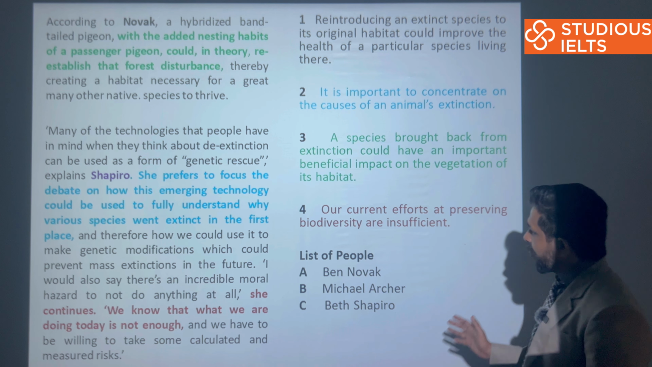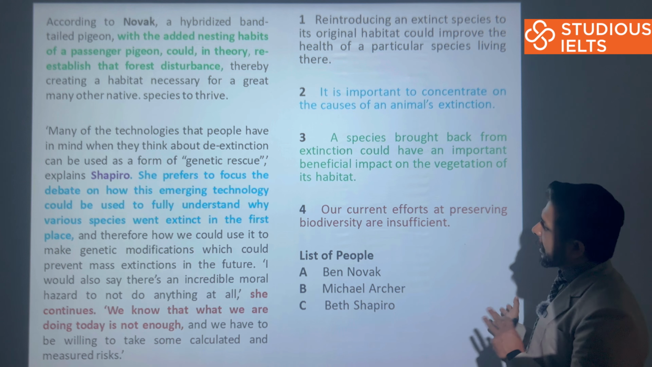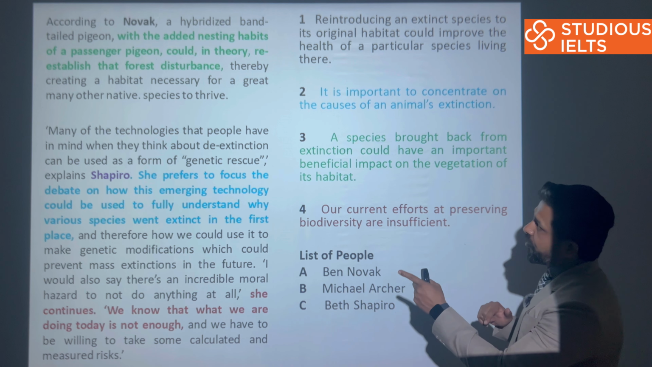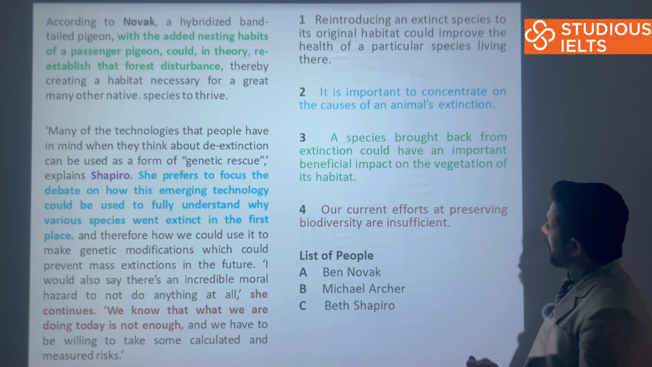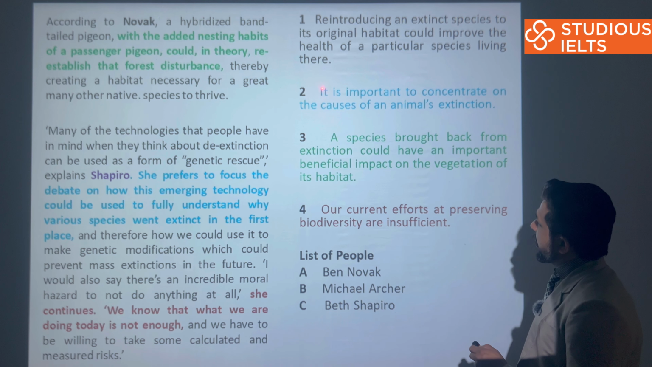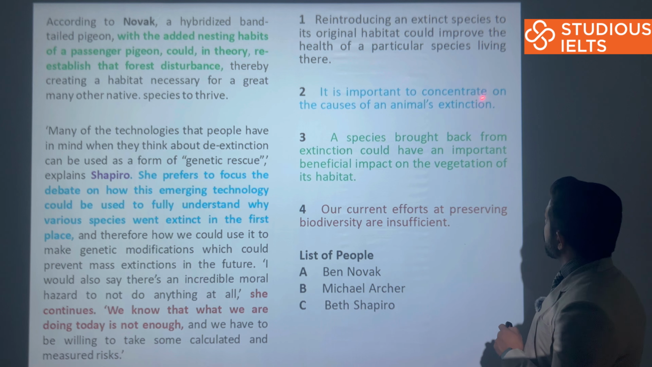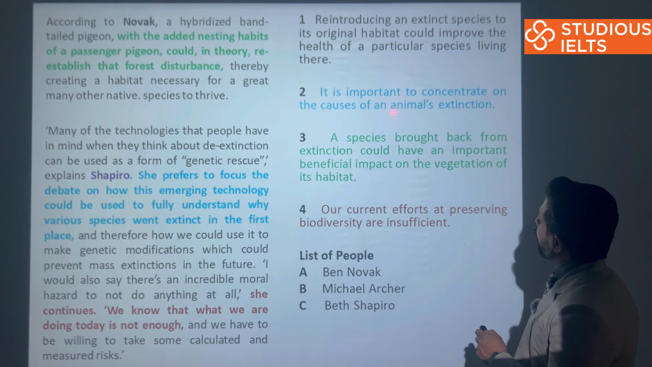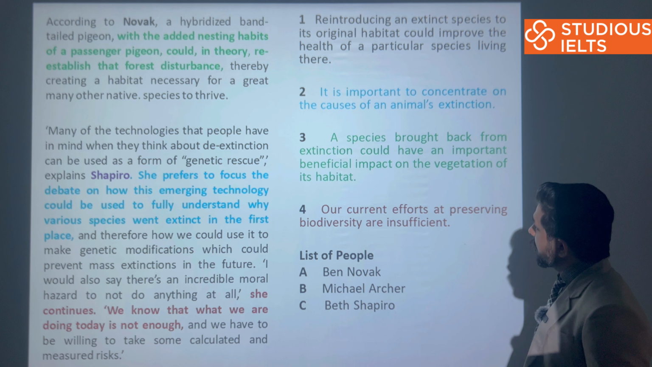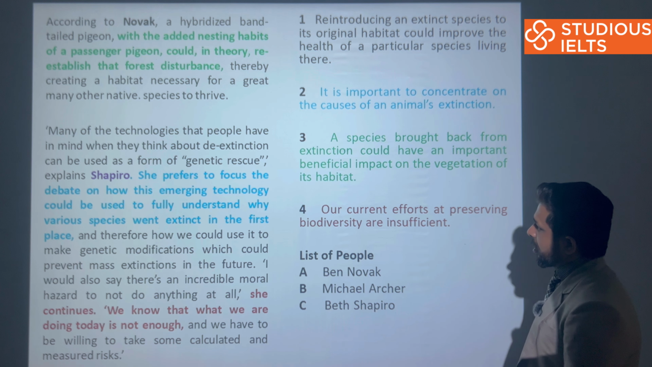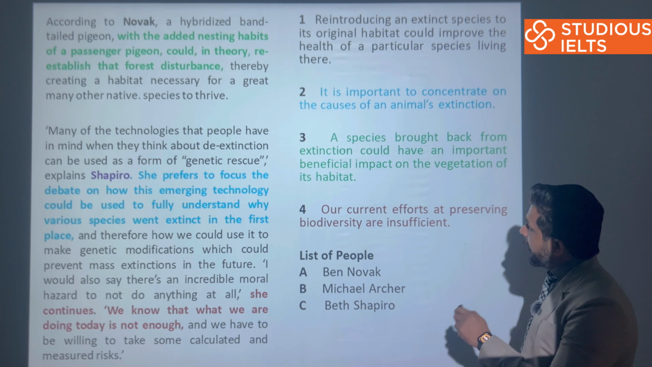Further, I have given the corresponding colors to the statements and the given information available in the passage. So we will read question number 2 first. Question number 2 says, it is important to concentrate on the causes of an animal's extinction. So now let's read the corresponding text.